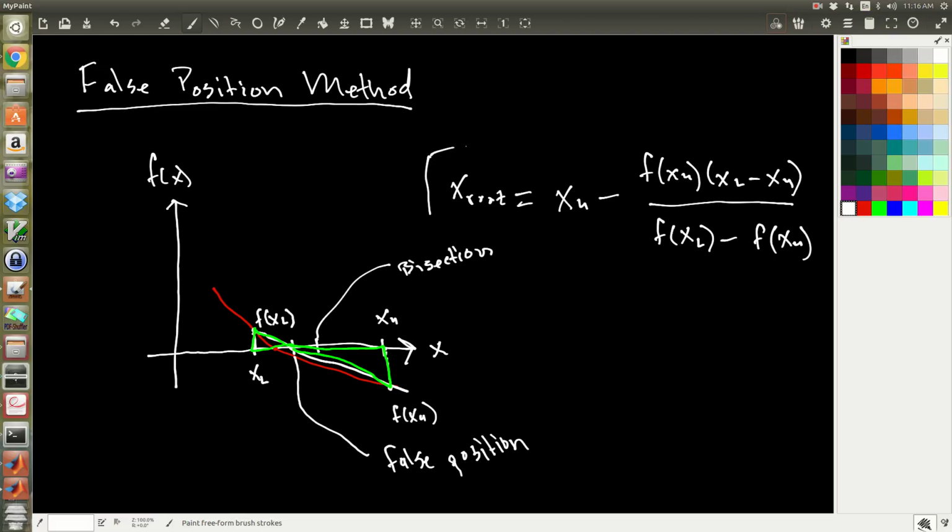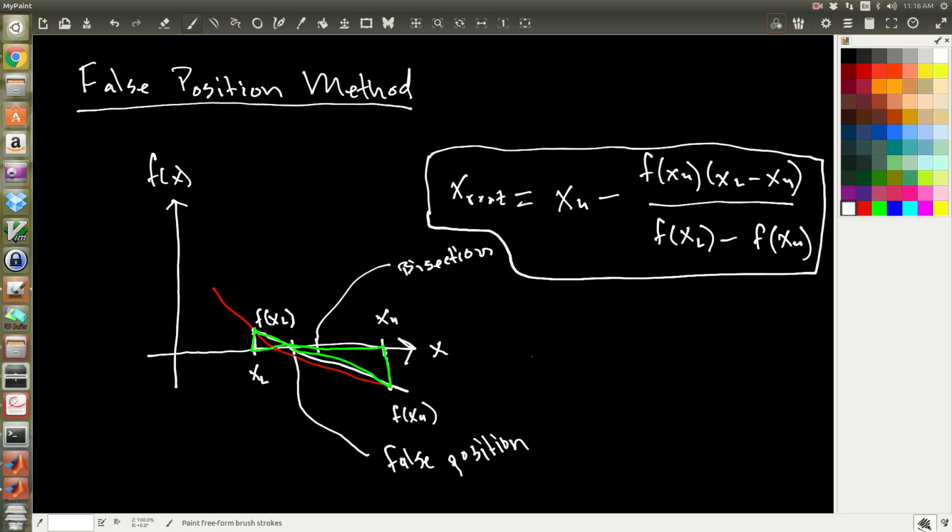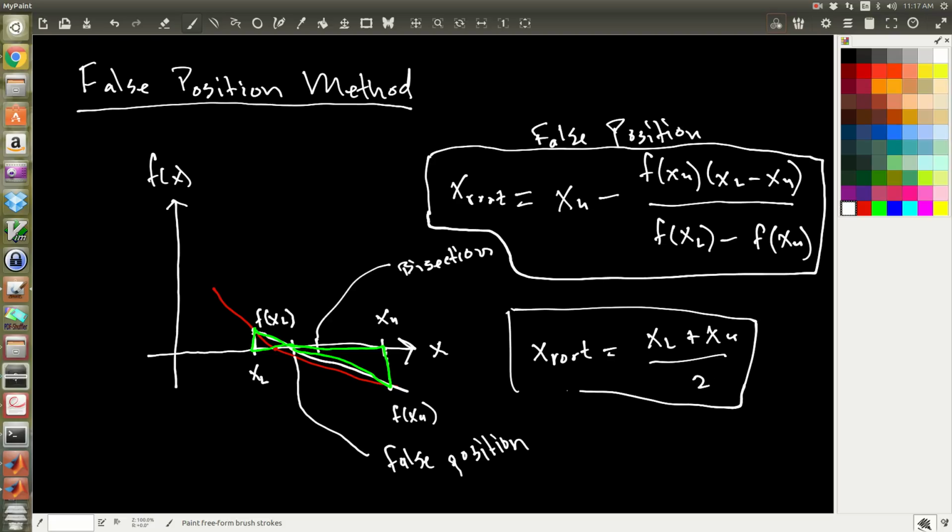So this right here is the only difference between the bisection method. In the bisection method, x root, so this is false position up here, and bisection is just the midpoint, which is x lower plus x upper divided by 2. This was the bisection method. So this is bisection right here. This is the false position.